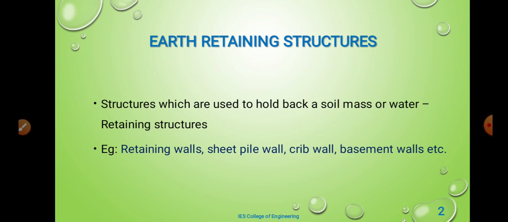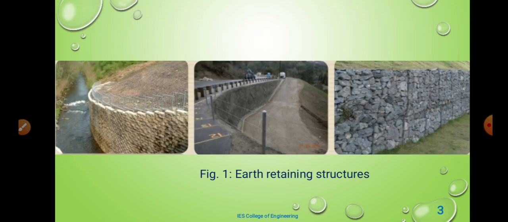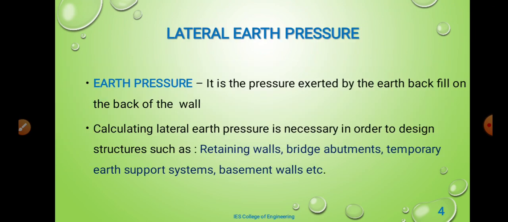Firstly, earth retaining structures. These are the structures which are mainly used to hold back or retain a soil mass or water. For example, retaining walls, sheet pile wall, crib wall, basement walls, etc. So, these are some earth retaining structures. Lateral earth pressure is the pressure exerted by the earth backfill on the back of the wall.